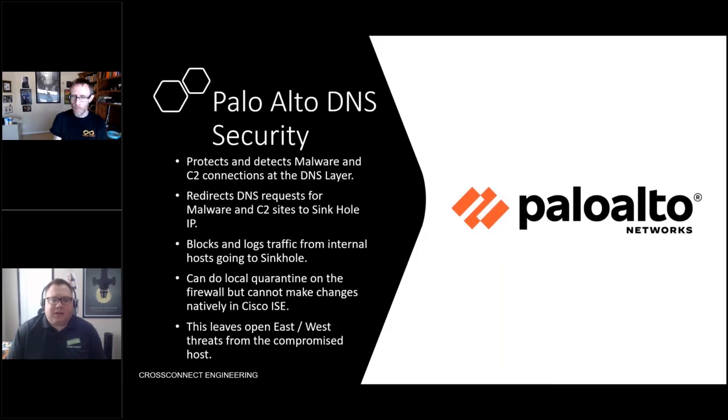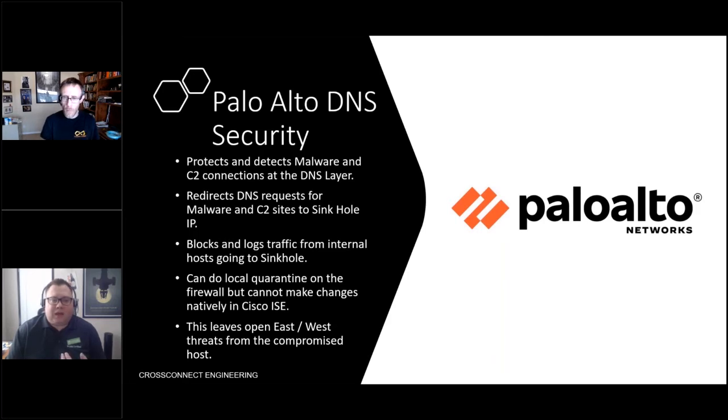DNS security is going to detect malware, command and control, and other malicious connections at the DNS layer. The firewall is going to look at DNS requests going through it, and when it finds a DNS request for a DNS name that it knows is going to a malicious website, it's going to sinkhole that traffic. And that means intercepting the DNS request and responding back to the DNS server with a sinkhole IP address, which is just an IP address that we're going to be blocking traffic on.